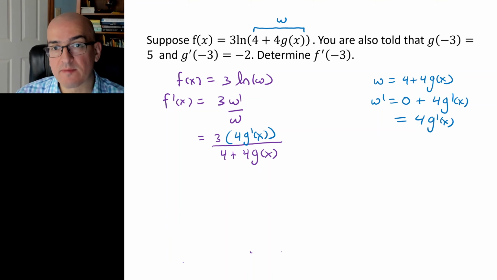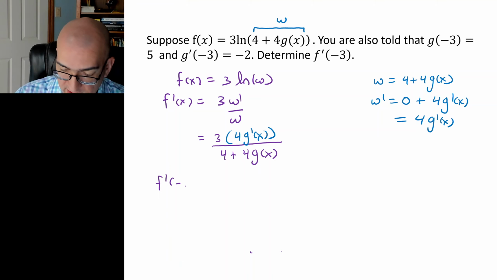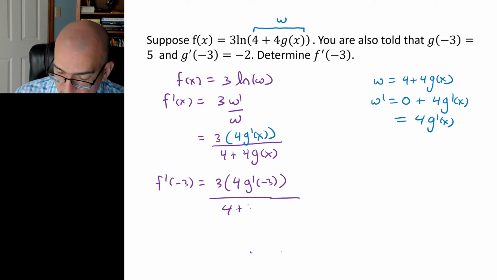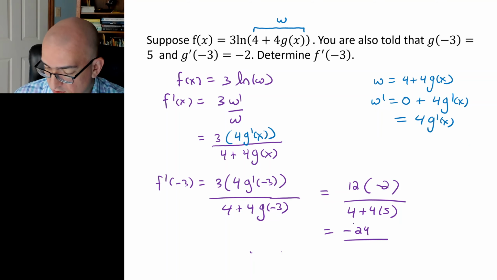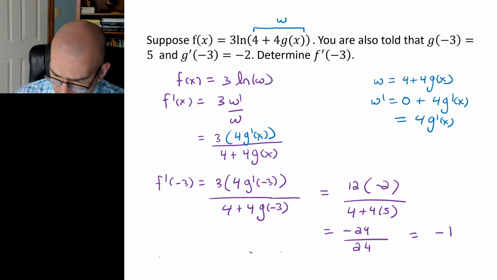We're now at the stage where we can plug in the data. F prime of -3 is equal to 3 times 4 times g prime of -3, divided by 4 plus 4g of -3. So we have 12 times g prime of -3, which is -2, over 4 plus 4 times 5. Well, this is going to work out nicely. -24 divided by 4 plus 20, positive 24. This was an accident. I didn't actually cook this one to be beautiful, but it is beautiful. Magnifique. That's the answer.